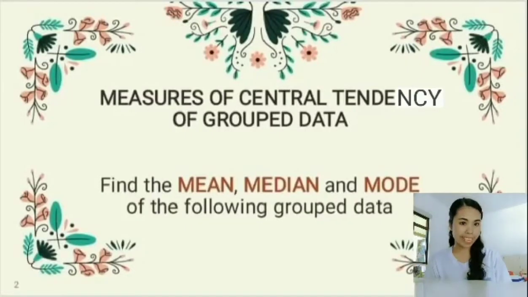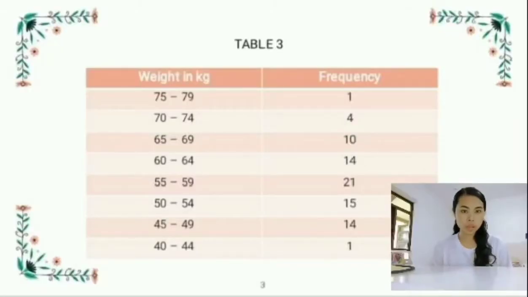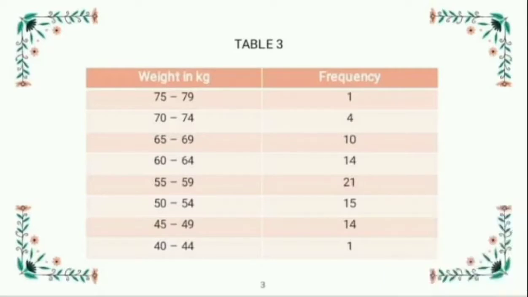Measures of central tendency of group data. So we are going to find the mean, the median, and the mode of the following group data. Our task is to solve table 3. Weight in kilogram, we have 75 to 79, 70 to 74, 65 to 69, 60 to 64, 55 to 59, 50 to 54, 45 to 49, and 40 to 44. The frequency, we have 1, 4, 10, 14, 21, 15, 14, and 1.